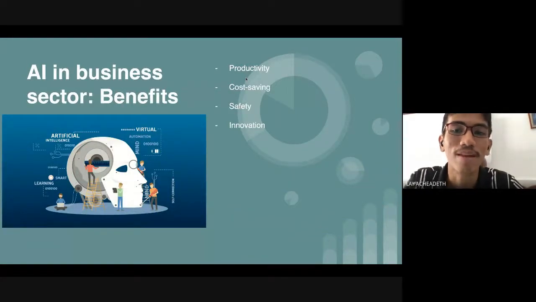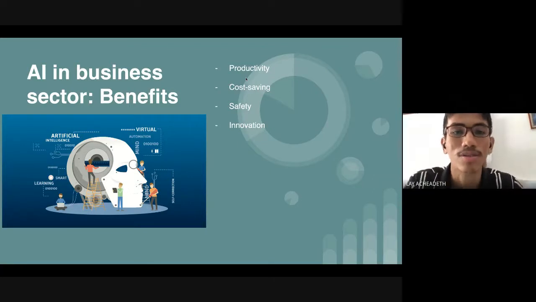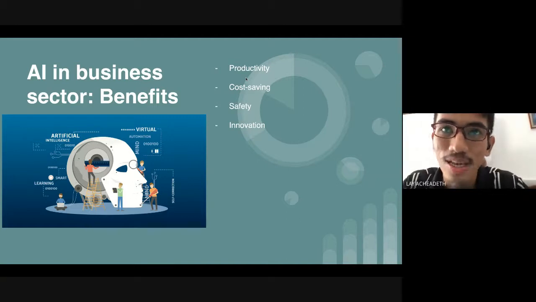Okay, so the benefits that AI gives to you. There are 4 benefits. So the first one is productivity. And productivity, yes, because let me look at my notes, what I have to say. Yeah, so by implementing automated systems, the rate of production is likely to increase. Why is that?